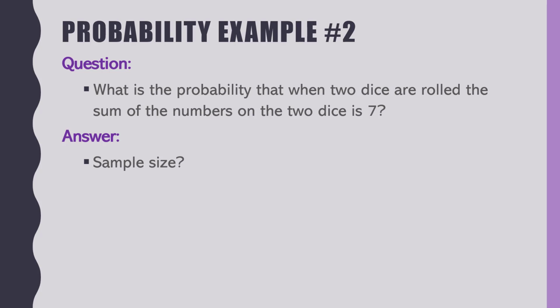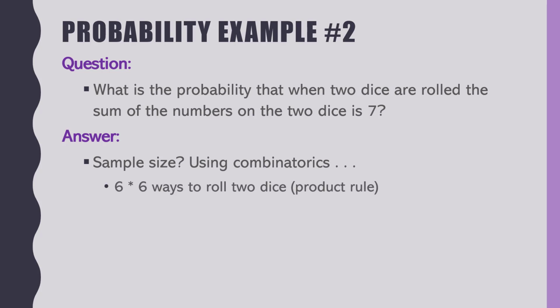We have 2 dice, right? And there's 6 on each one. What rule is that? That's the product rule, right? For every roll of this die, a 1, I can roll 1 through 6 of the other die. And then if I roll a 2 over here, I can do 1 through 6, right? So for every 6 rolls here, there are 6 rolls here. Using the product rule, using combinatorics, which is where that comes from, we get this. Okay, very good. What about the events?